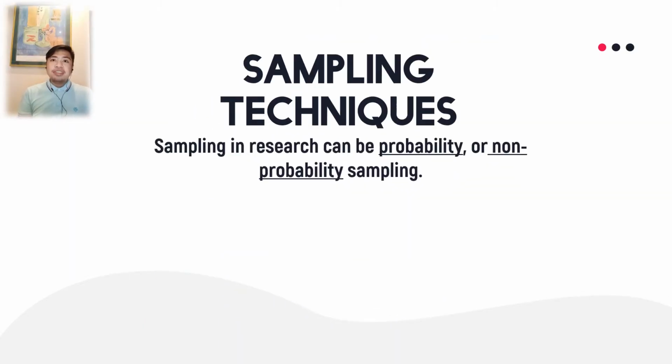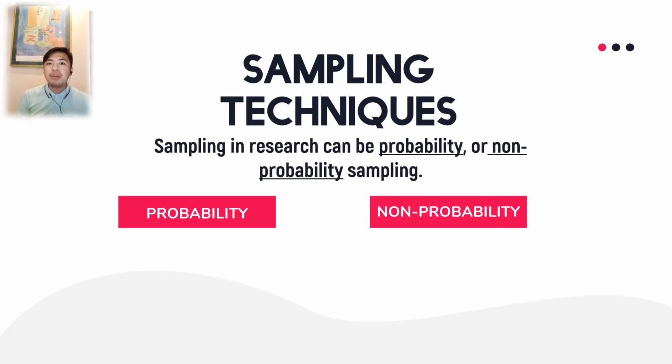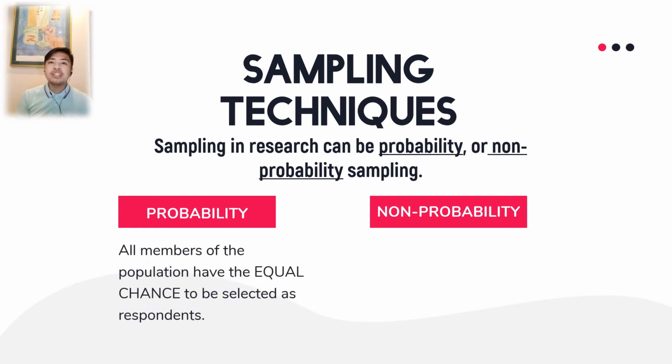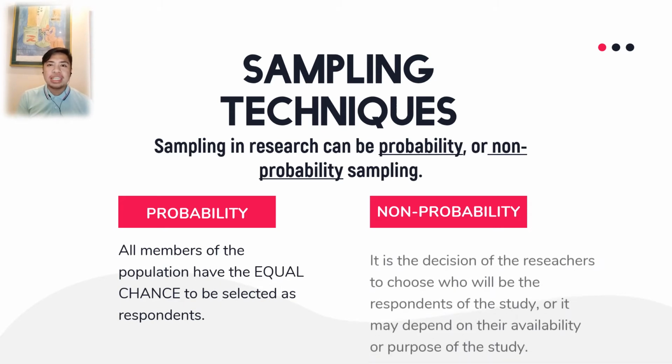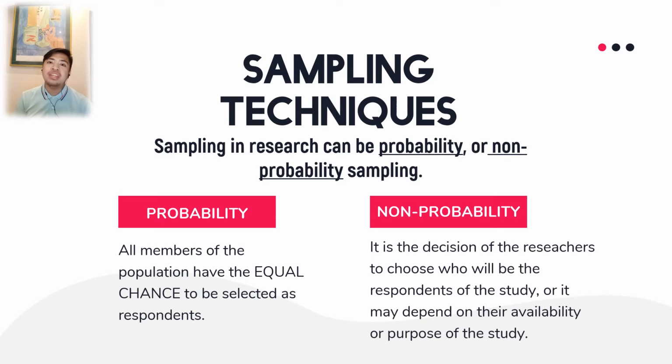Now, sampling in research can be probability or non-probability. Okay, so when we say probability, all members of the population have the equal chance to be selected as your respondents. When we say non-probability, not all members of the population have the equal chance because, number one, it depends on you as a researcher. Number two, it also depends on the availability of the respondents, or it may be about the purpose of your study. That's why you will use non-probability.